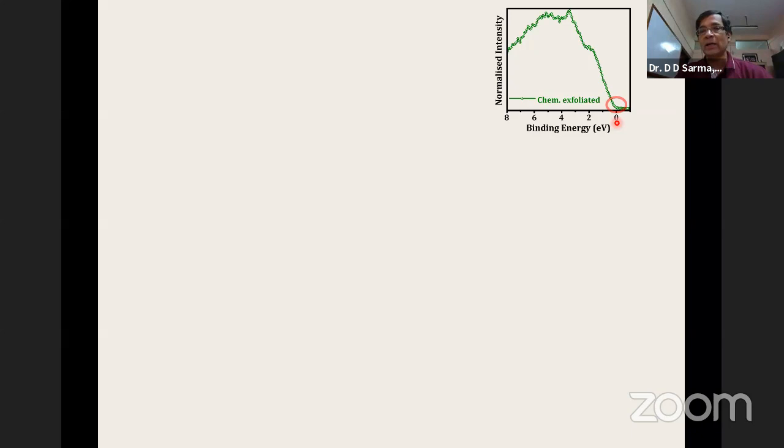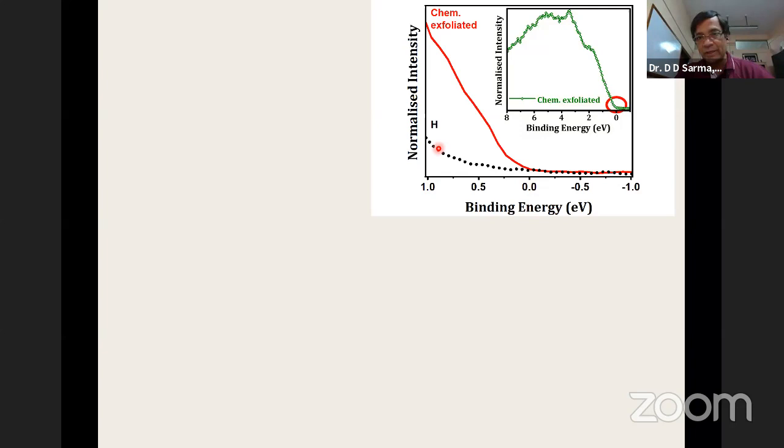Since I'm interested in only that part, let me expand that part, which is plotted over here. This is the Fermi energy. This is the H phase, which has a large band gap, and you can see it has no intensity at the Fermi energy. Also, this chemically exfoliated species has no intensity at the Fermi energy. Therefore, it is a semiconducting state. Very clearly, the material I'm looking at is insulating, it's not a metal, which means it cannot be the T phase. It has to be one of the distorted phases. Having understood that, we then ask the question, can I figure out which particular distorted state it forms?